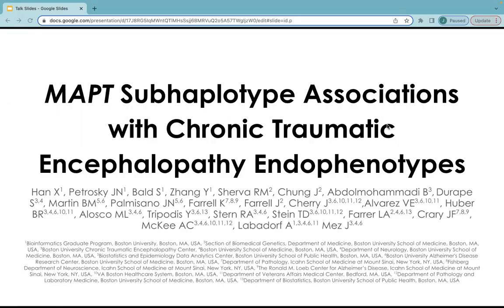Hi, my name is Jillian Petrosky, and I am a graduate student at the Boston University Bioinformatics PhD program. And today I'm going to be talking about MAPT subhaplotype associations with chronic traumatic encephalopathy endophenotypes.